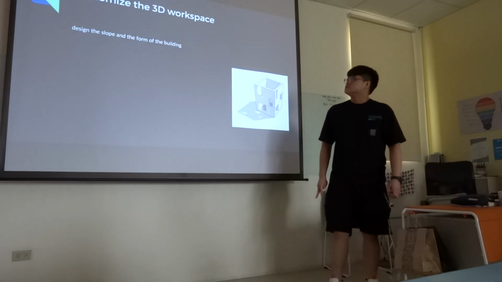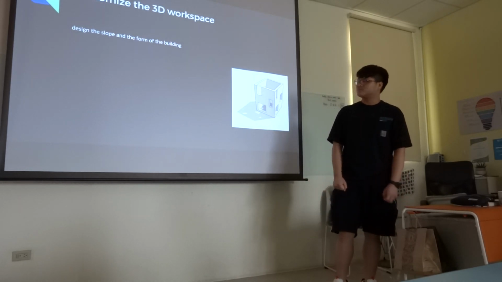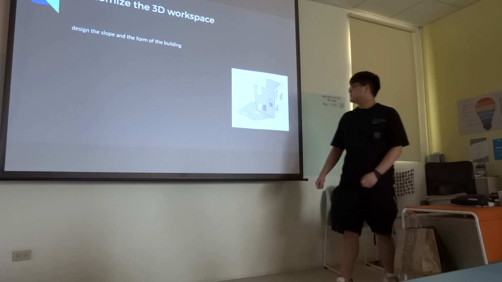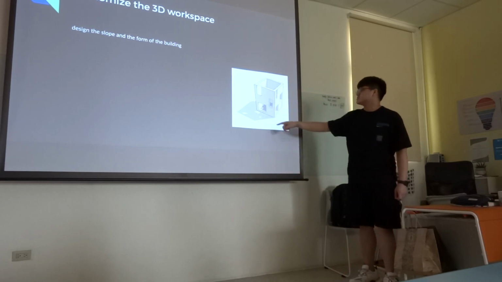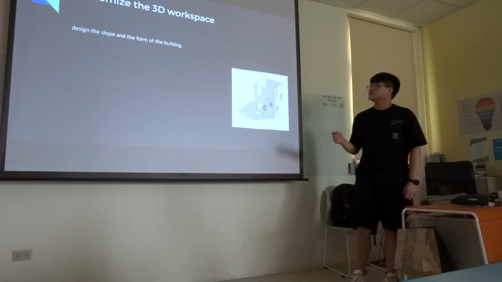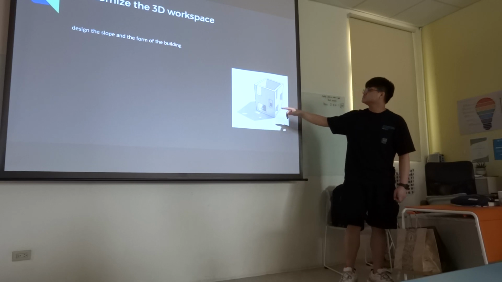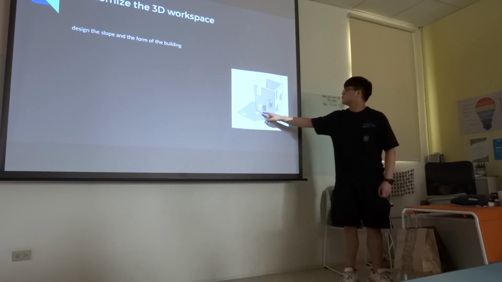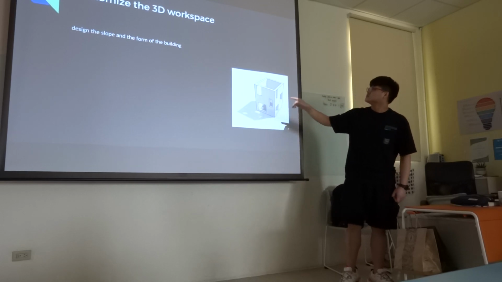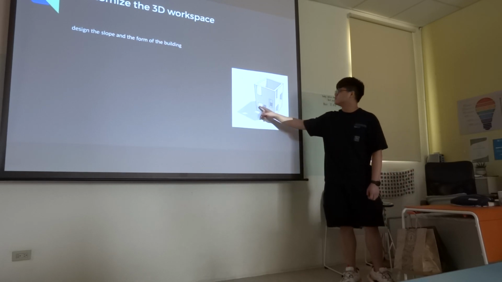If you use this system, you can customize the 3D workspace. And this is an example. You can design a slope and the form of the building. Just like, if you want a building in this form and in this form, just build what you want.